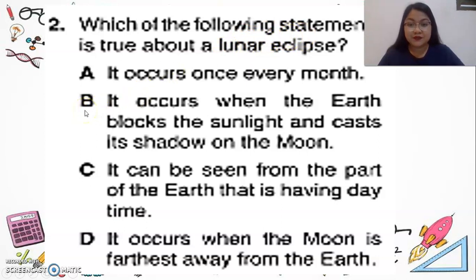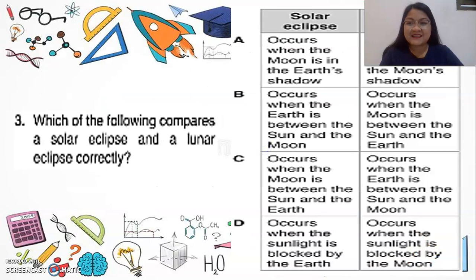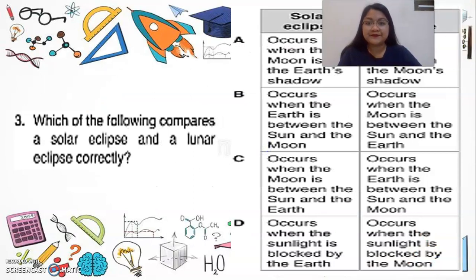3, 2, 1. The correct answer is letter B. Very good. So again, when we say lunar eclipse, the earth blocks the sunlight and casts its shadows on the moon.